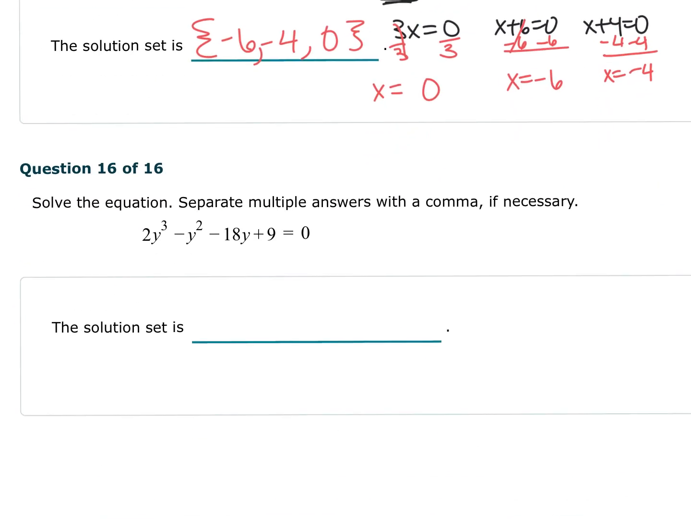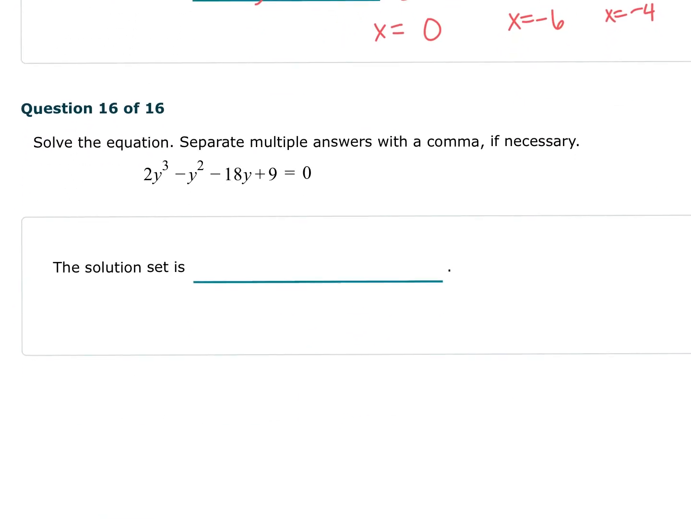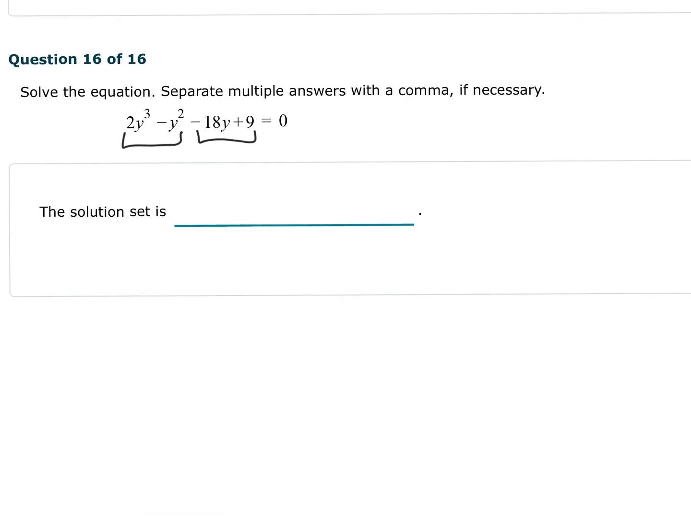All right, last but not least, we have a wonderful factor by grouping. Now, I know this is factor by grouping because there are 4 pieces or 4 terms. So I want to group the first 2 together and group the last 2 together. For the first 2, they have a y squared in common. So let me just rewrite this so I have a little more space. I'm just going to rewrite the whole problem: 2y cubed minus y squared minus 18y plus 9 equals 0. Okay, so I'm going to group these 2 together and these 2 together.